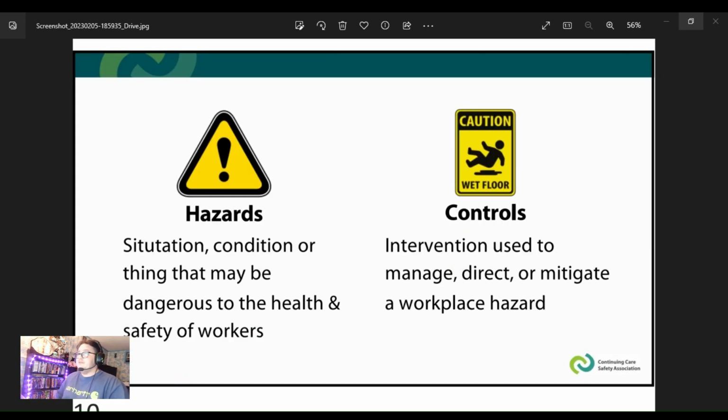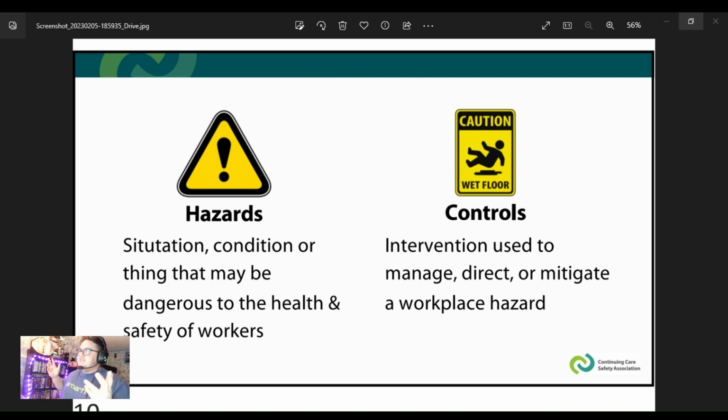And here we have a little bit of review for the smarty pantses who did my last video series, hazards. What's a hazard? It's a situation, condition, or thing that may be dangerous to the health and safety of workers. And we can break that down into four categories. So we got our biological, our chemical, we got physical, and psychosocial. We'll probably go over those again in greater detail later on, or you can go back and watch my other videos.